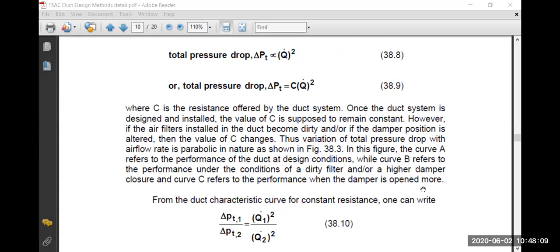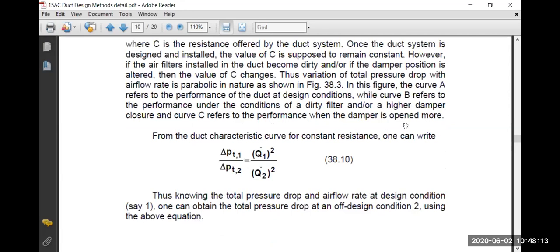Once the duct system is designed and installed, the value of C is supposed to remain constant. However, if the air filters installed in the duct become dirty during the passage of time, or in other case, the damper position is altered, some operator may have changed the damper position by mistake or just by requirement, then the value of C will change.